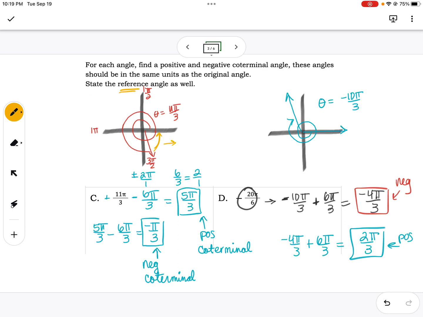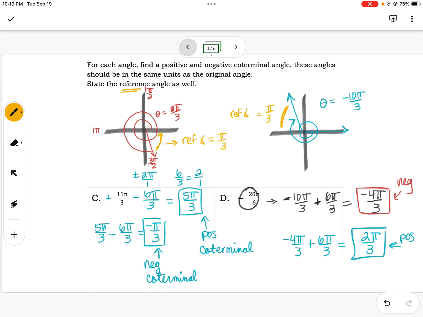So in this case, our reference angle would be pi over 3. Because remember, we went to 1/3, so we must have pi over 3 left. All right, and then over here, same thing. Pi over 3 is my reference angle.